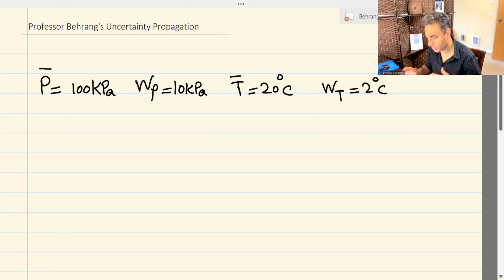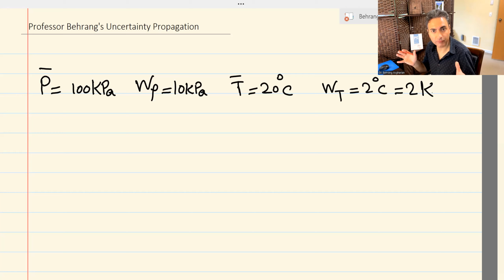But because this uncertainty is just a temperature difference, it's equal to 2 Kelvin. So they are the same. So the uncertainty of 2 Celsius is the same as the uncertainty of 2 Kelvin. Basically, they are the same, right? But the average value you have to convert. You have to convert that to Kelvin.